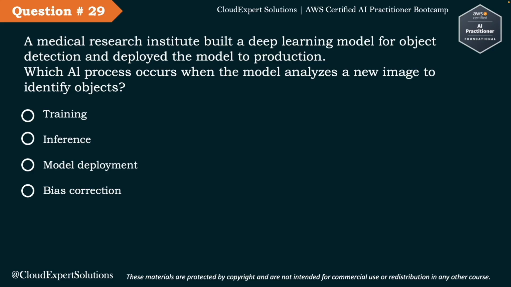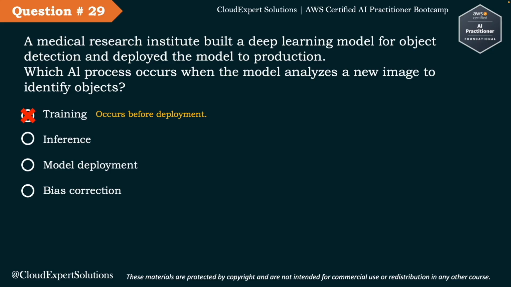Let's review the options. Training. Training occurs before deployment, where the model learns patterns from labeled data. It's not involved when analyzing new images in prediction. That is why training is not the correct option.